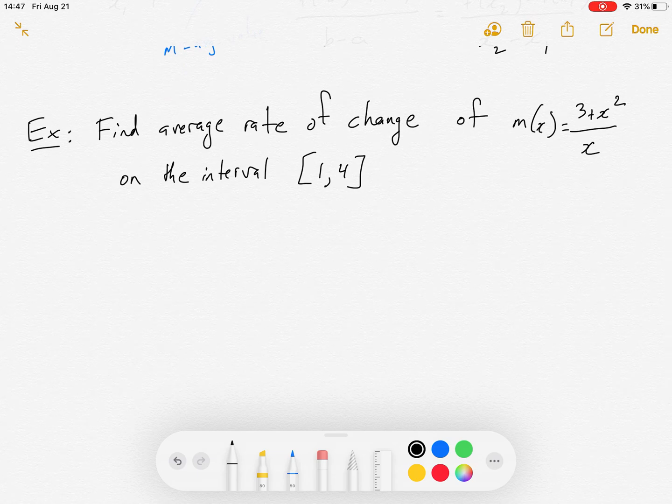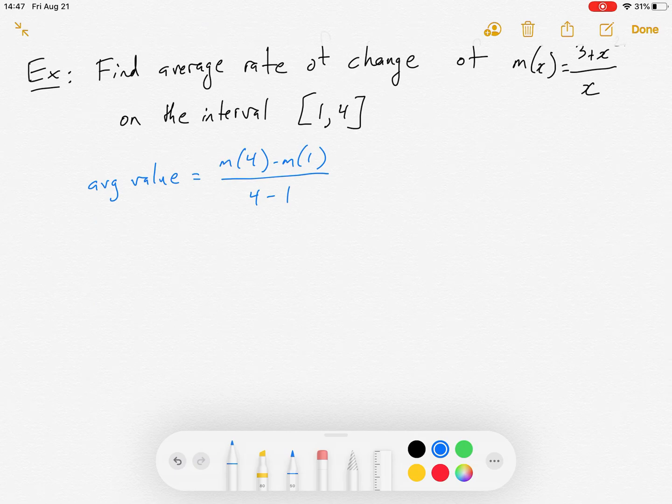So what we need to do, well, we need to do a couple things. First of all, I might just write down the average value formula just to remind myself. It would be m of 4 minus m of 1 over 4 minus 1. Before I actually solve that, though, I might do each of these separately instead of trying to do it in my head and messing up.